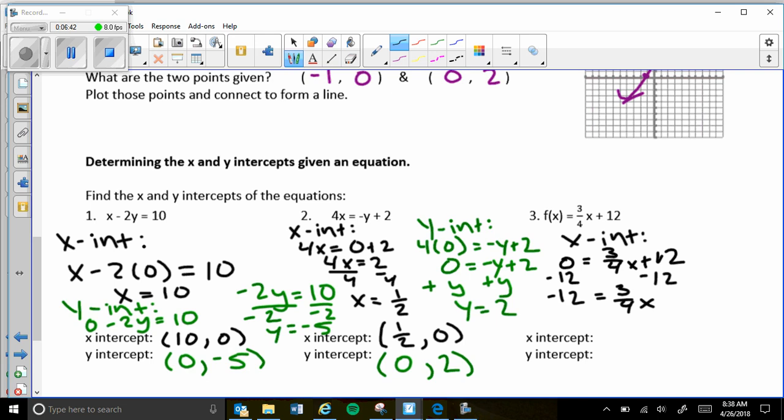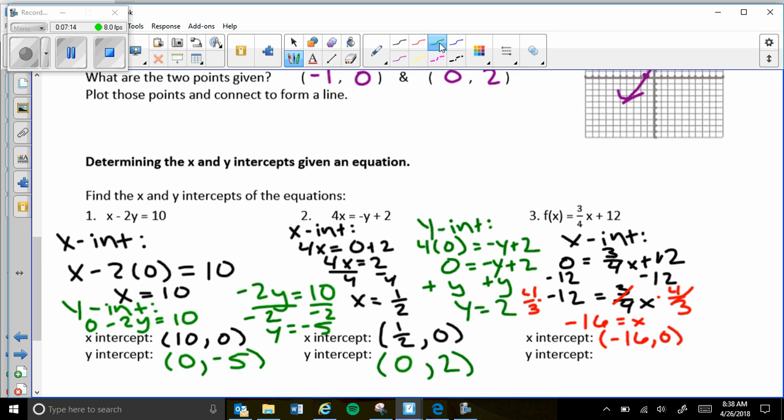How do I get rid of that fraction? What do I need to do? Multiply by the reciprocal. So I'm going to multiply by 4/3 on both sides. And so that means these cancel out, which leaves me with 4/3 times negative 12 is negative 16 equal to x. So my x-intercept is negative 16, 0.